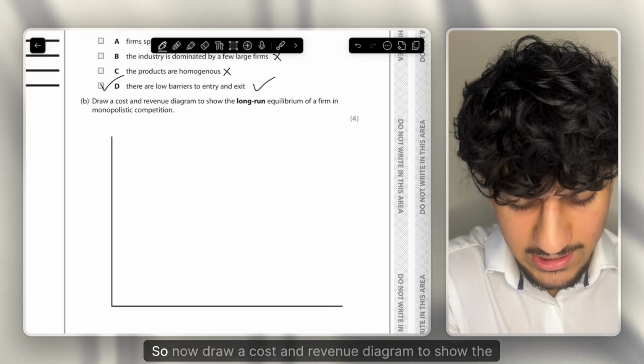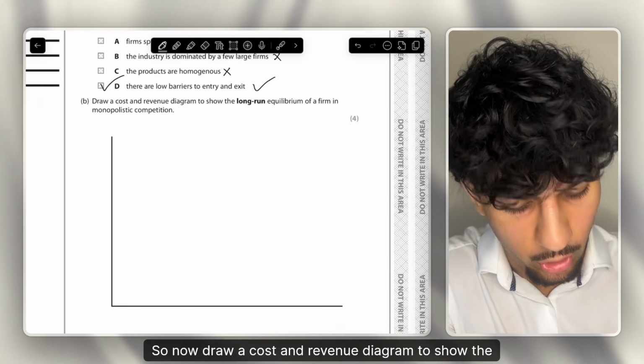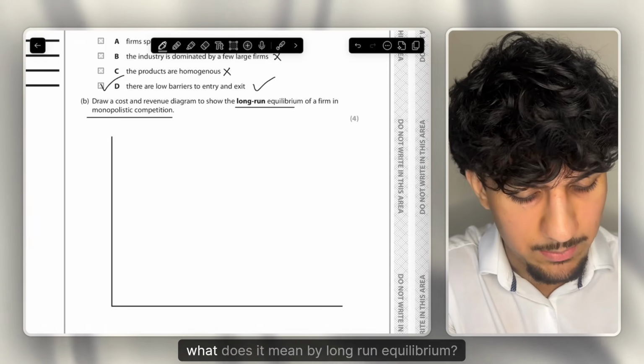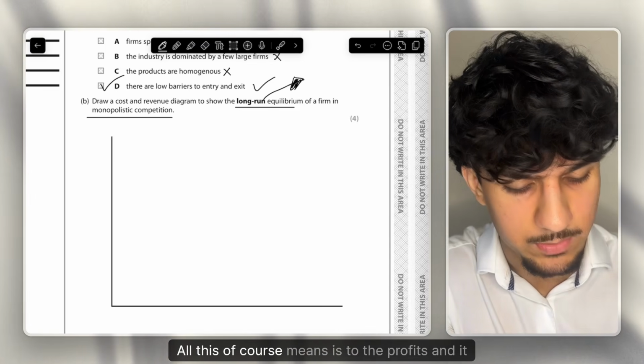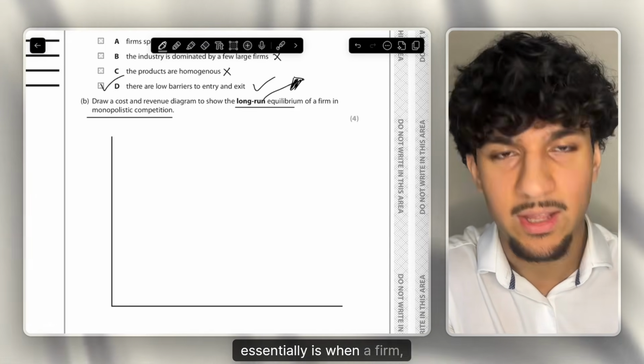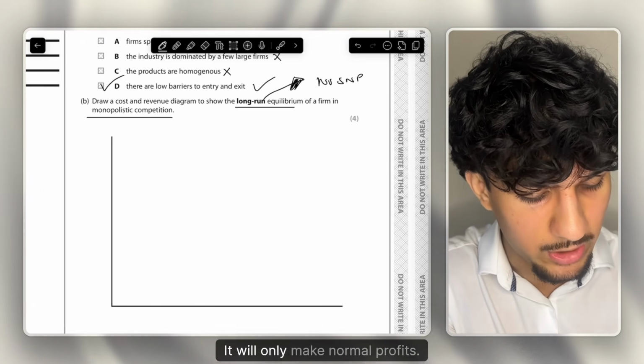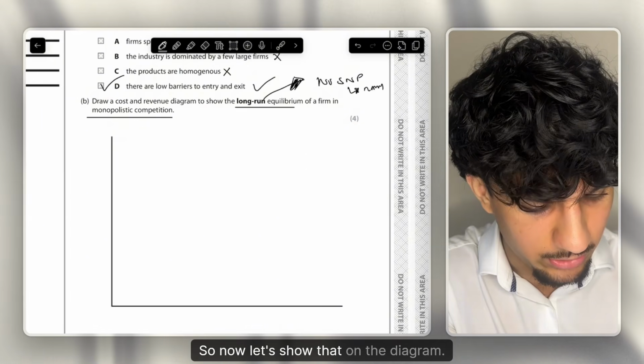And we have another diagram question. We've been blessed again. So now, draw a cost and revenue diagram to show the long-run equilibrium of a firm in monopolistic competition. Now, what does it mean by long-run equilibrium? All this, of course, means is to do with the profits, and it essentially is when a monopolistically competitive firm will make no supernormal profits, it will only make normal profits. So now let's show that on the diagram.